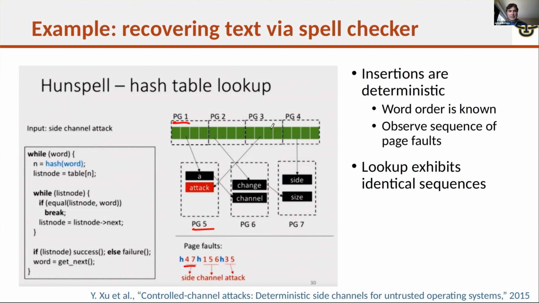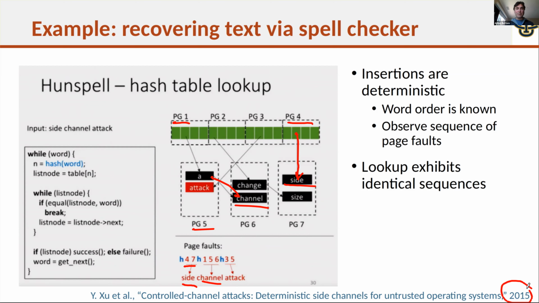So here, for example, it's page fault 4 and then page fault 7, right? So it leads you first here and then immediately here. So you can conclude that the word which was accessed was side, right? And then you say, well, what else? 1, 5, 6 gives you channel, right? So 1 and then page 5, and then it's an overflow because there's a collision in the hash table, so you overflow into 6, right? So that's channel. It sounds a little bit naive, right? But it was in 2015, so don't worry.